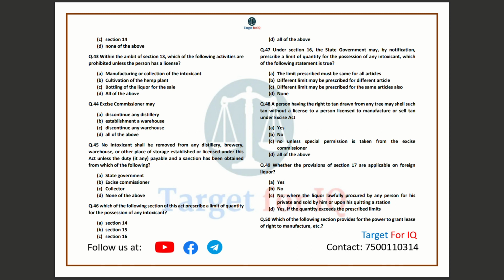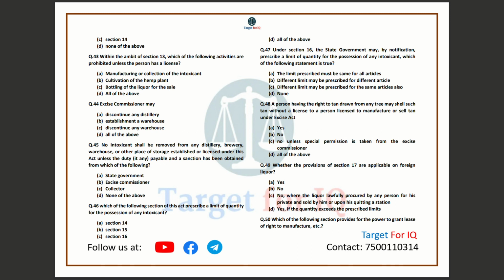Now question number 47 deals with section 16. Under section 16, the state government may by notification prescribe a limit of quantity for the possession of any intoxicant. Which of the following statements is true? Option A, the limit prescribed must be same for all articles. Option B, different limit may be prescribed for different articles. Option C, different limit may be prescribed for same articles also. And option D is none of the above. The correct answer to question number 47 is different limit may be prescribed for same articles also. That is option C.